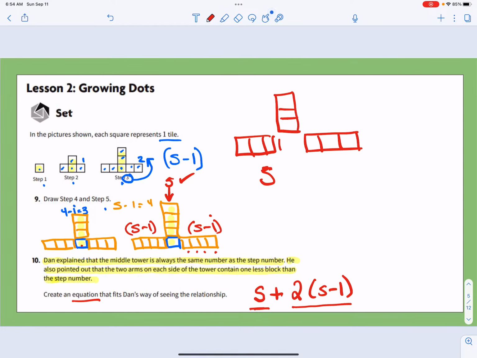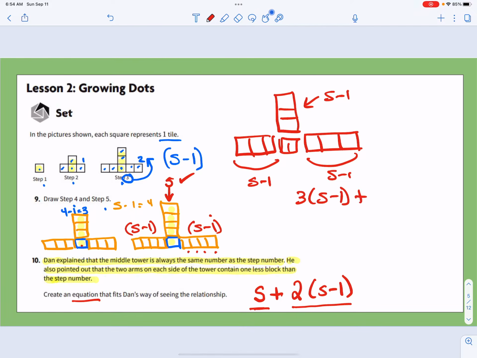No, don't erase the whole thing. I had this part here was step minus 1. This was step minus 1. This was step minus 1. And then I had 1. So I was actually doing 3 times step minus 1 plus the center square. Okay, that's what I was doing. That's different than Dan's, but that's how I was working mine out. Do they work the same? Looks like they might be.